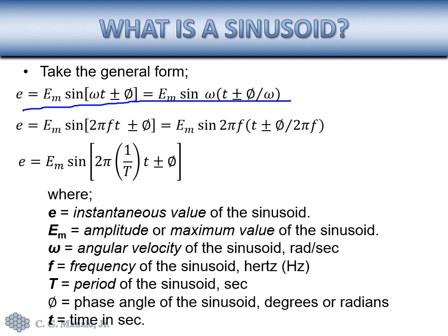This one is what we call the amplitude of the sinusoid. This expression here is the argument of the sine function, where omega is the angular velocity in radians per second. P here is the phase angle of the sinusoid in either degrees or radians.